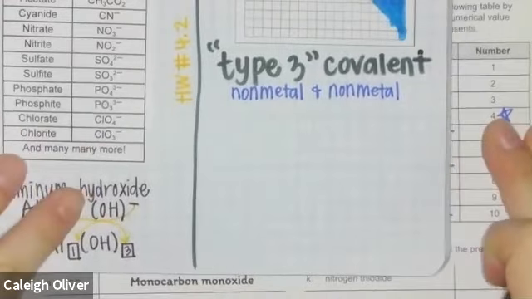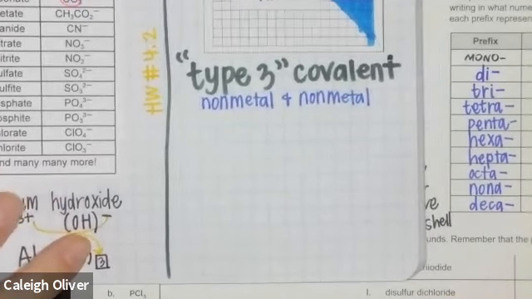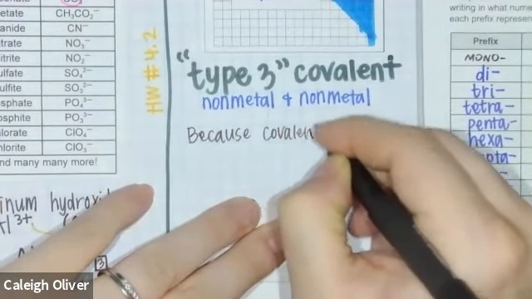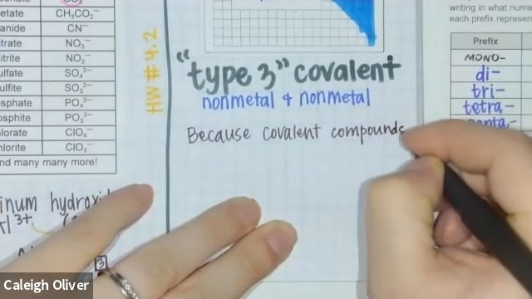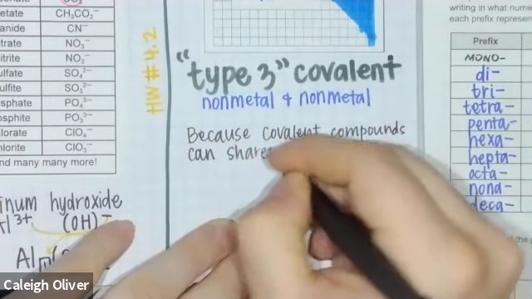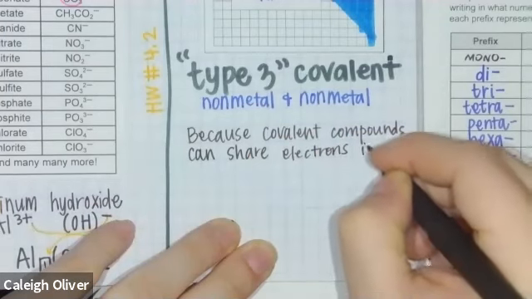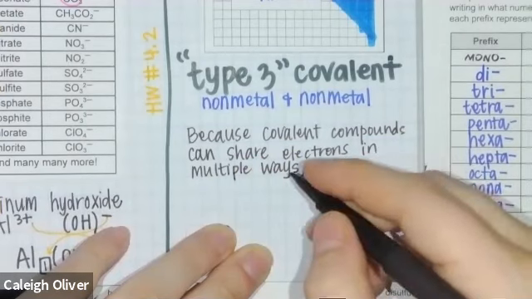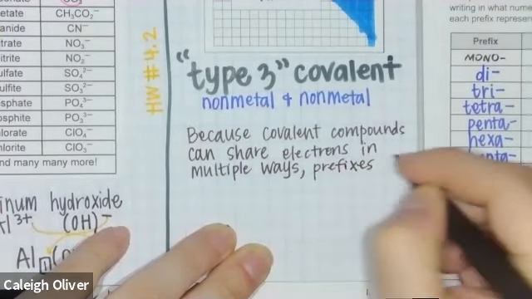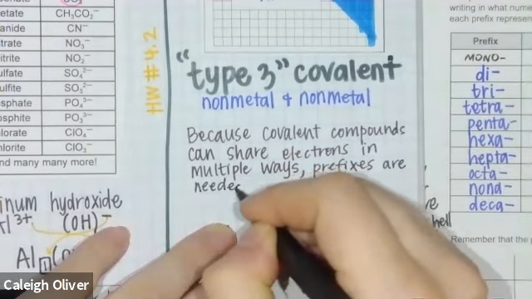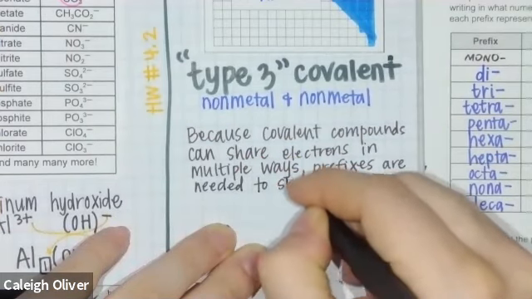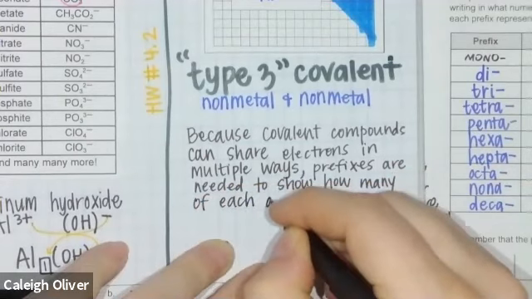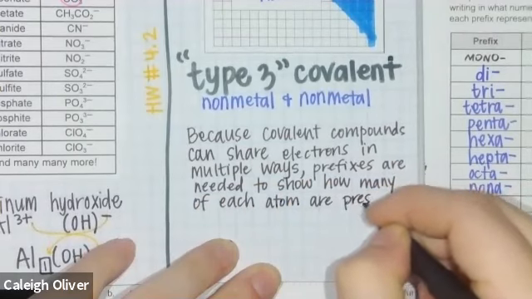I'm going to copy that line almost word for word from that homework. Because covalent compounds can share electrons in multiple ways, prefixes are needed to show how many of each atom are present.